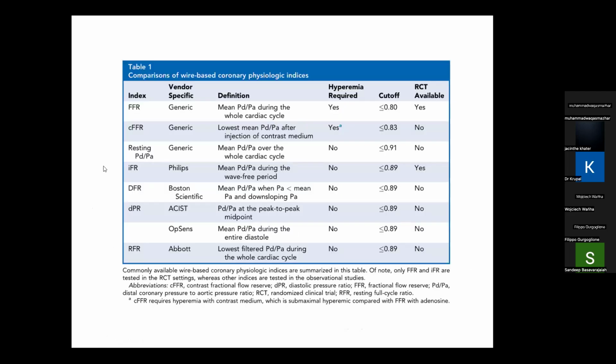So these are all various parameters. The cutoff value for the diastolic parameters is 0.89, that is fixed. And the cutoff value for FFR is 0.8. So these are the parameters we commonly use. CFFR is where we give contrast in place of adenosine. This is not commonly used. PDP is the normal PDP ratio. So the more commonly used parameters are IFR and FFR.